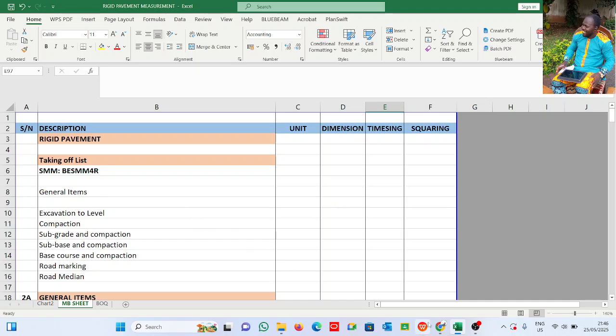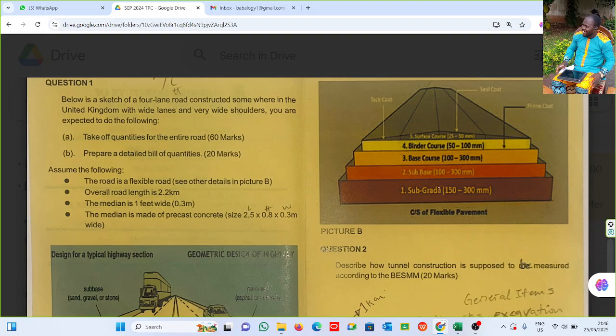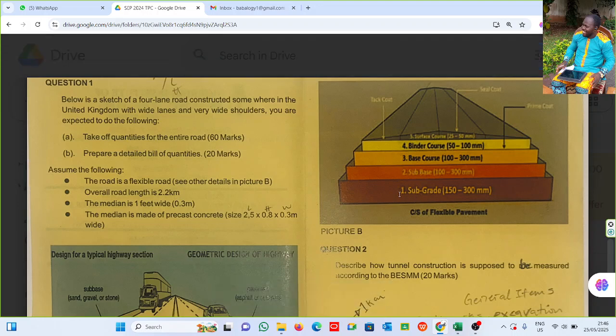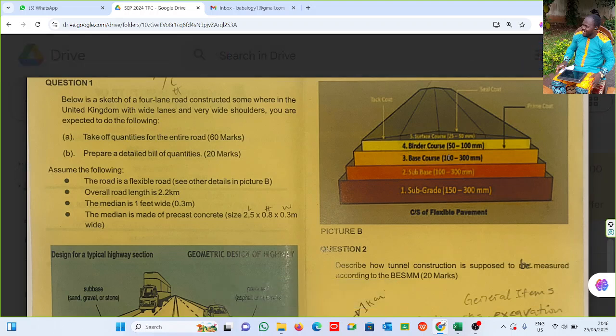And we'll be using the same reference as in the previous video for flexible pavement, which is what you can see here. This is a question from the TPC exam for the NIQS, and they are basically almost the same thing, just slight differences. Now you can see here we have the subgrade, the sub base, the base course. It is the same thing for the rigid pavement.